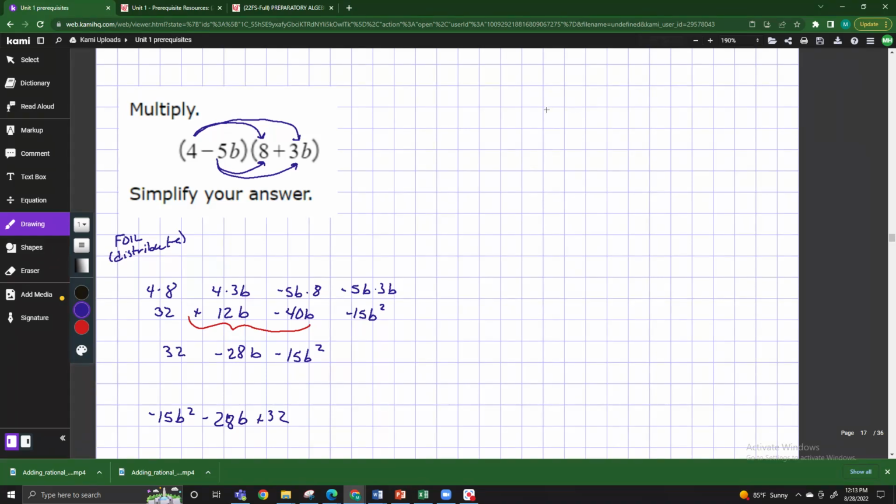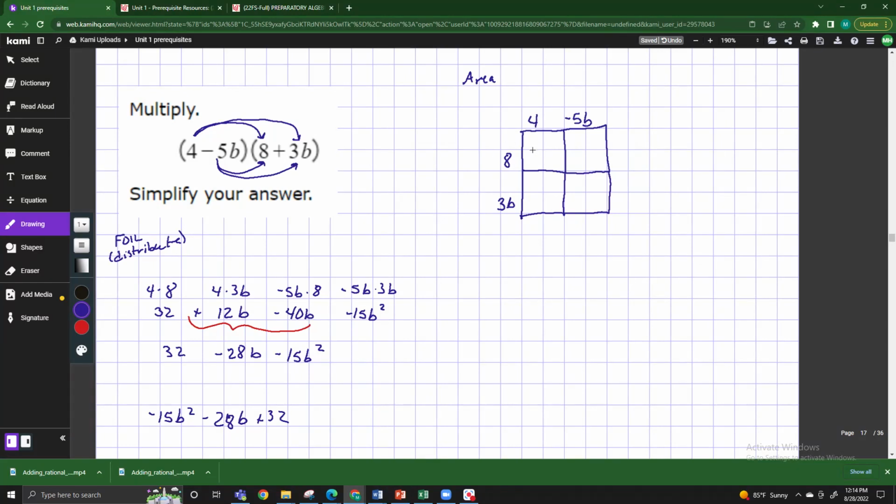If we were going to do it the area method, remember this way we're going to write one of the binomials across the top. So this is a 4 and I have a negative 5b. Keep the sign with that term that is the negative one. And then I have an 8 and a 3b. Make my box. Creatively make my box. And then just remember we're multiplying a row with a column.